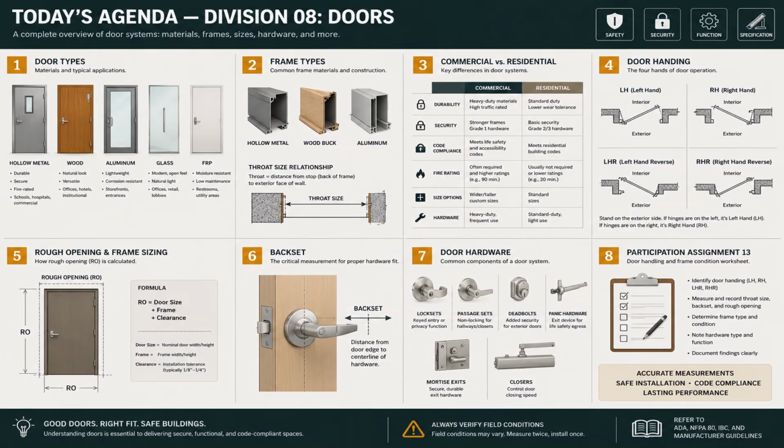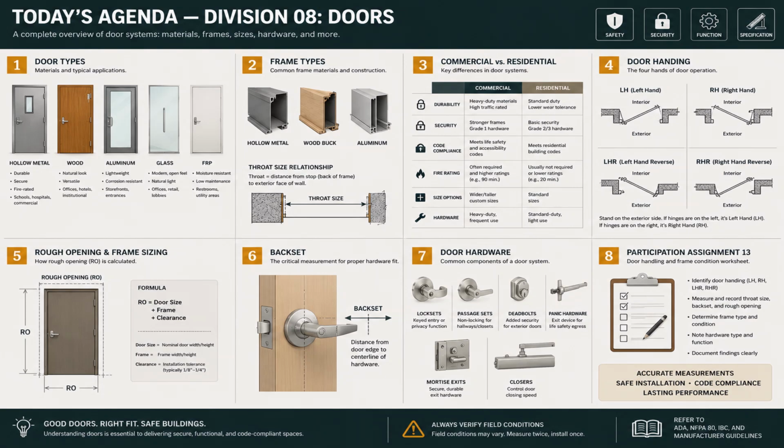A couple of things to flag right now because they're the make or break details. See Block 2. The throat size is the distance from the stop, the back of the frame, to the exterior face of the wall. The frame's throat has to match the wall thickness. Get that wrong, and the frame literally doesn't fit the wall. And Block 4, door handing. There are 4 hands: left hand, right hand, left hand reverse, and right hand reverse. The rule, which we'll drill until it's automatic, is at the bottom of that block.